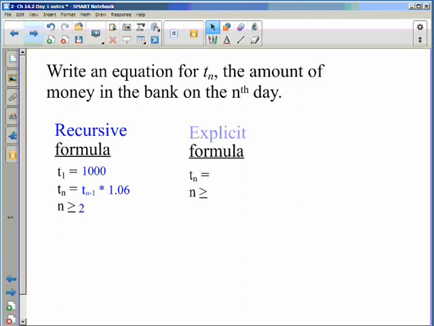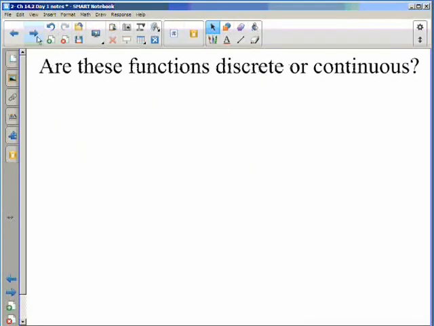And for our explicit formula, we're going to use T sub n equals the original value times 1.06 raised to the n minus 1. We want n minus 1 changes to give us our nth value. And again, the same constraint.